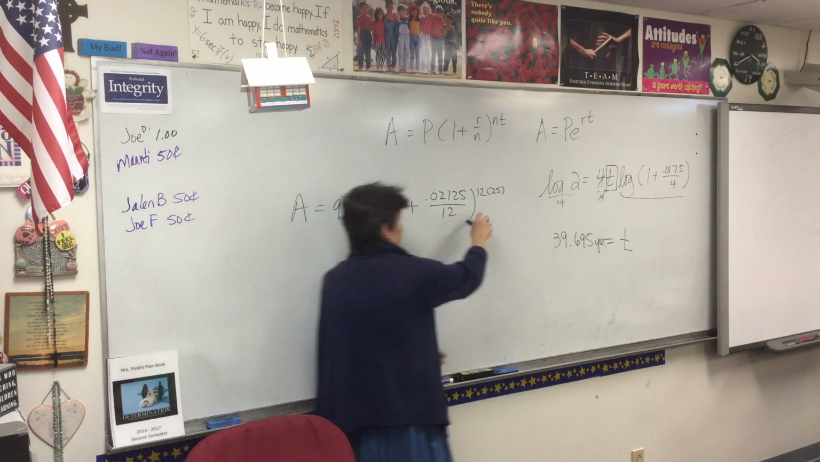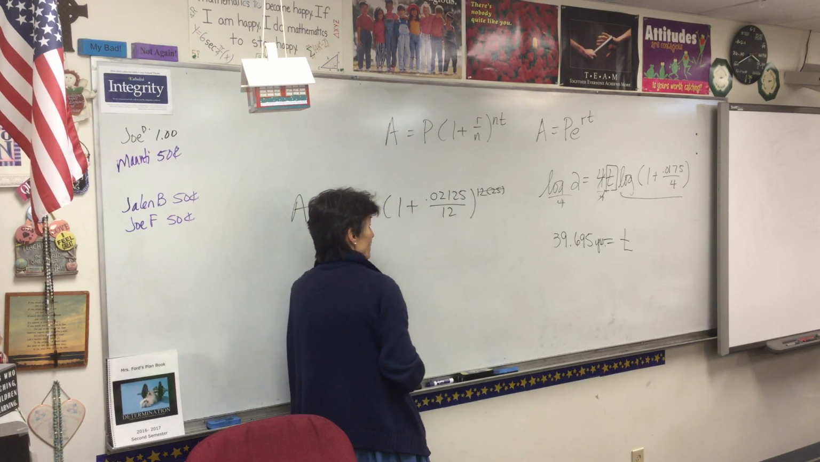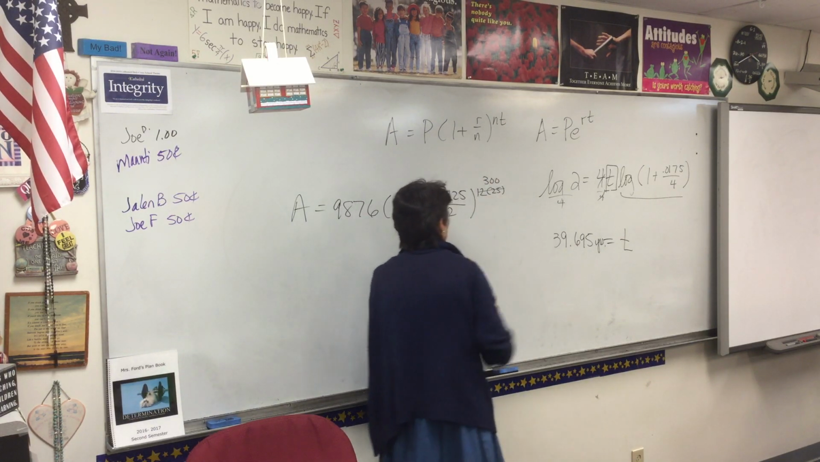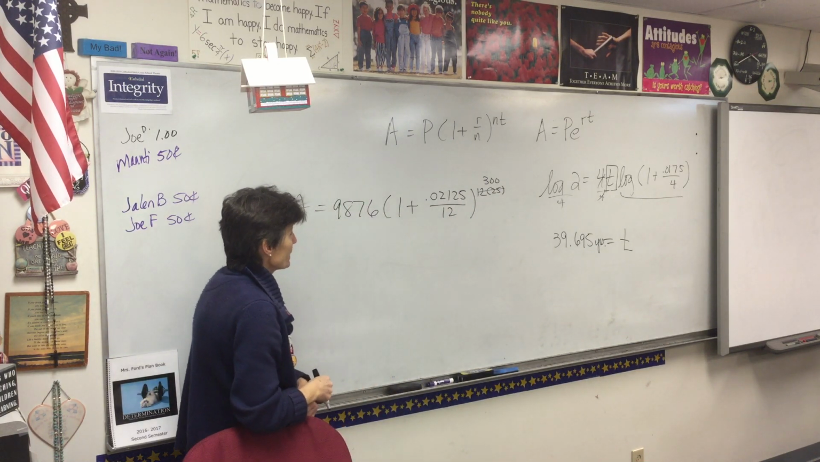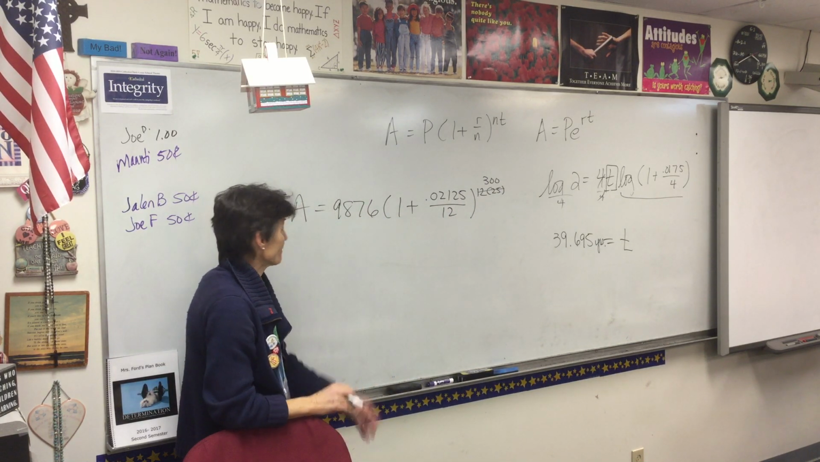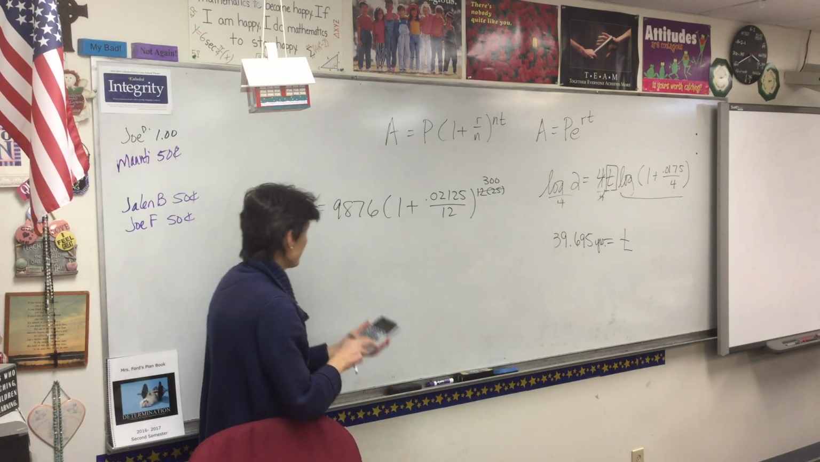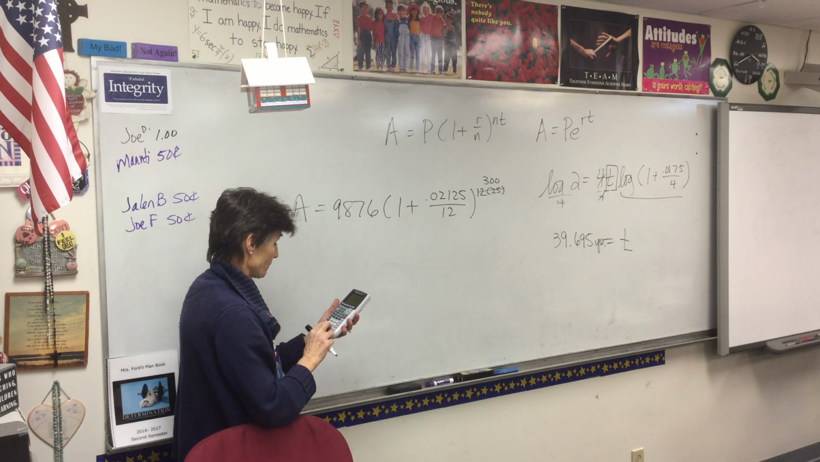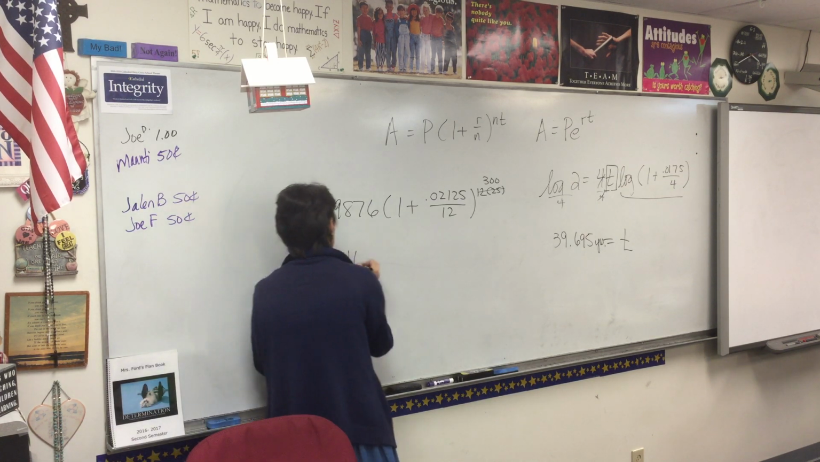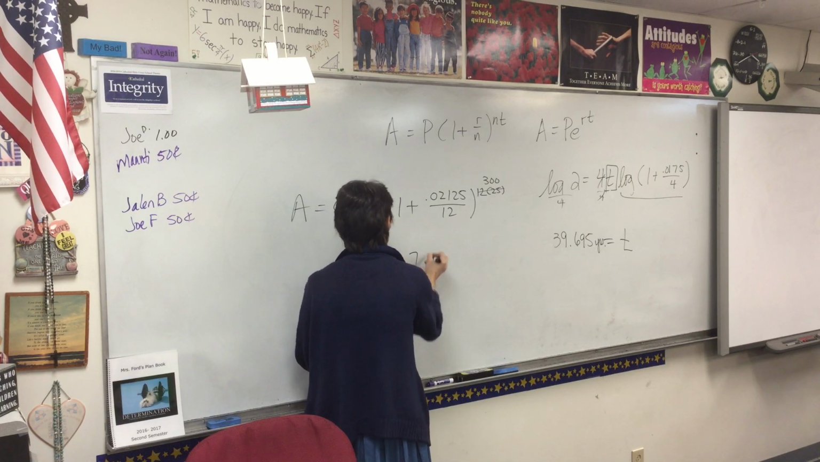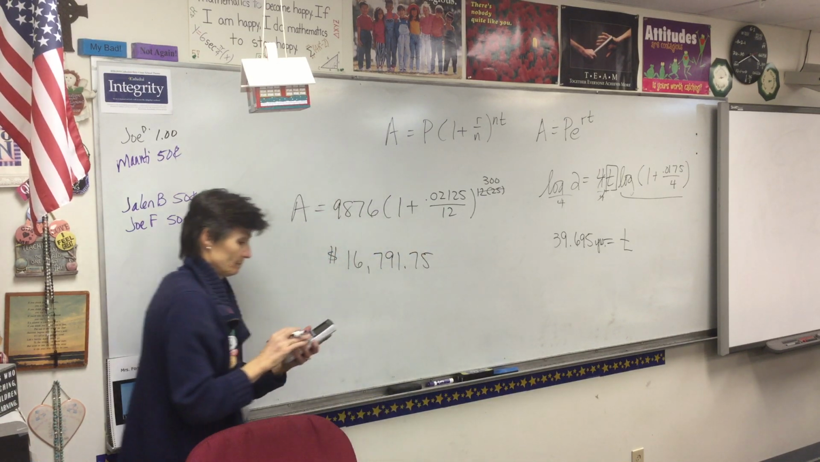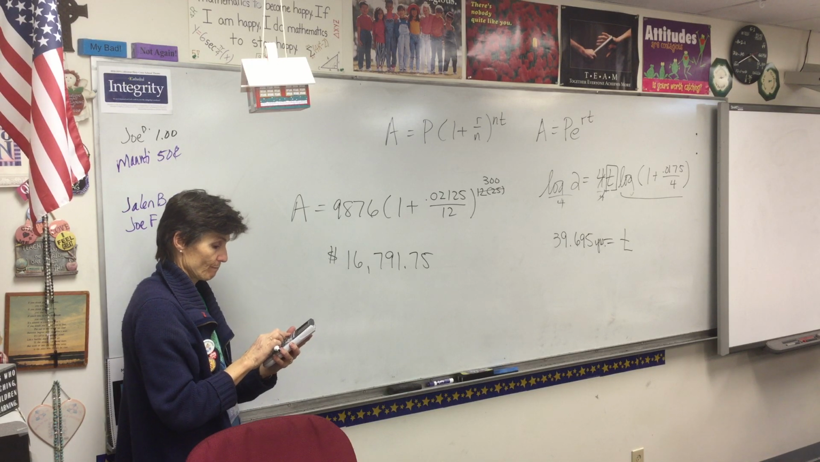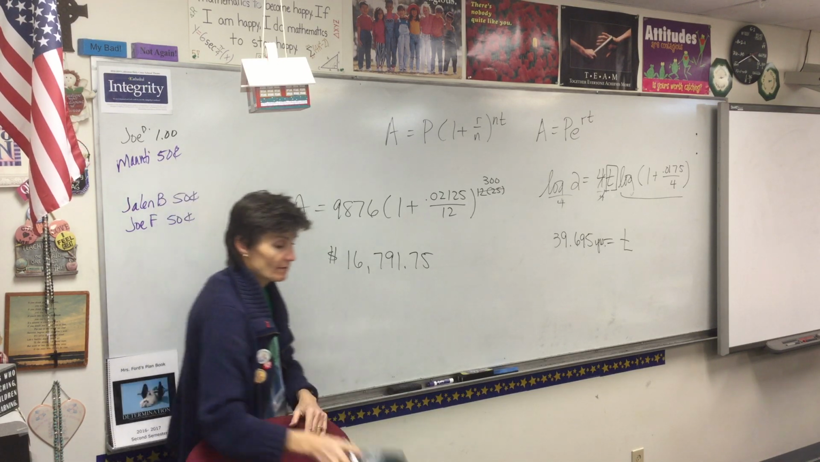So let's take care of this exponent first. What is 12 times 25? 300. Do I need logarithms? No. No, my variable's out here. I just type it in. So much easier. I got $16,791.75. What'd you get? The same thing? Yes.